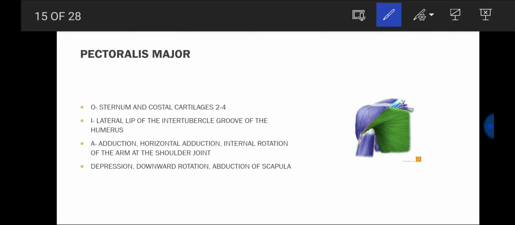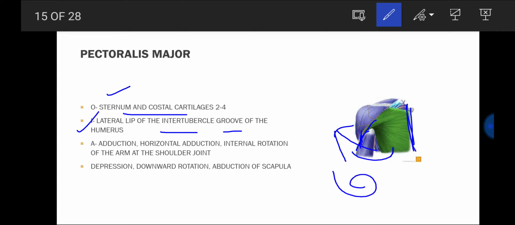Pectoralis major. Origin: sternum and costal cartilages. Insertion: lateral lip of the intertubercular groove of the humerus. So here is the insertion. What does it do? Flexion, horizontal adduction, internal rotation of the arm at the shoulder joint, and at the scapula it causes depression, downward rotation, and abduction of the scapula.